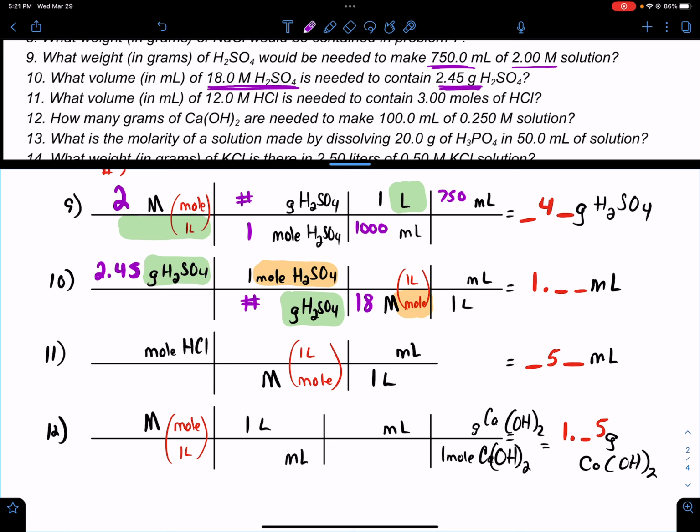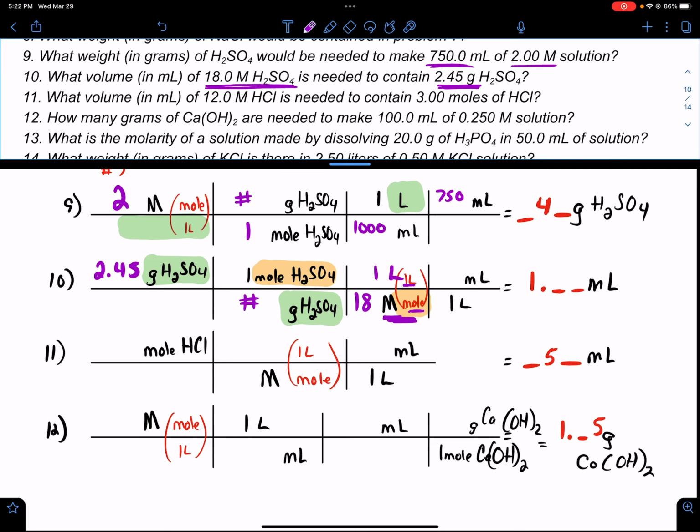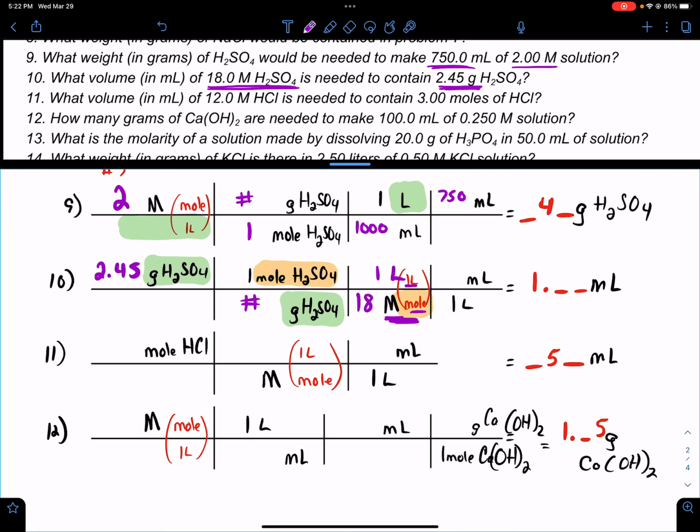Now, do we need to put anything up top there? No, because molarity is mole over 1 liter, so the 1 liter would be right there. Now, since the problem is asking you not for the number of liters, but the volume in milliliters, you have to change the liter to milliliter by multiplying by 1,000.